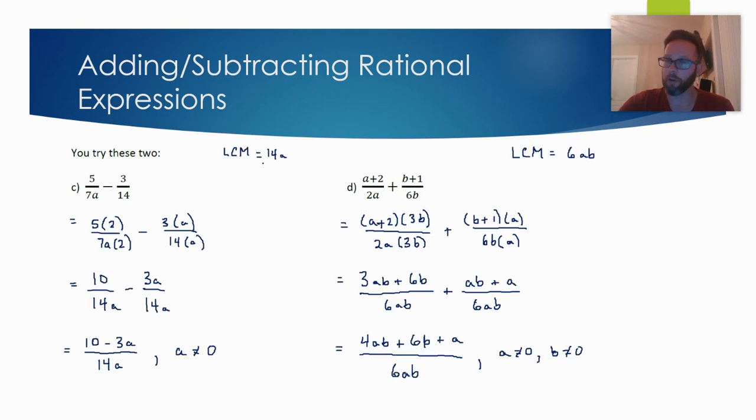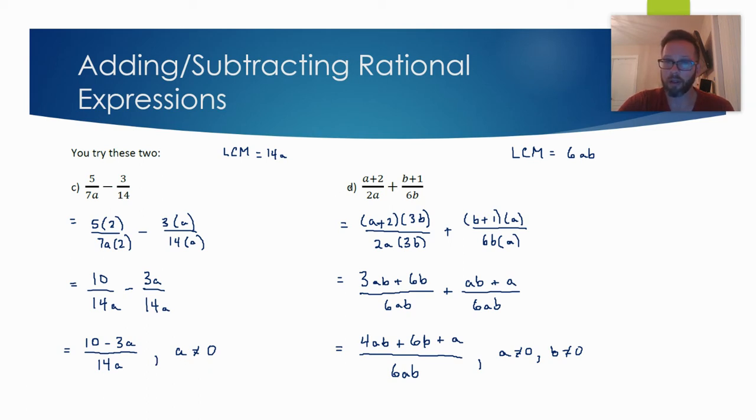In C, the lowest common multiple is 14a. All you need to give the 7a is a factor of 2, and all you need to give the 14 is a factor of a. So you multiply the first expression by 2 over 2, the second one by a over a. Again, that doesn't change it, it gives you an equivalent expression, right? Because essentially that's like multiplying by 1. You get 10 over 14a minus 3a over 14a, and that's just 10 minus 3a over 14a. The restriction: a can't be 0.